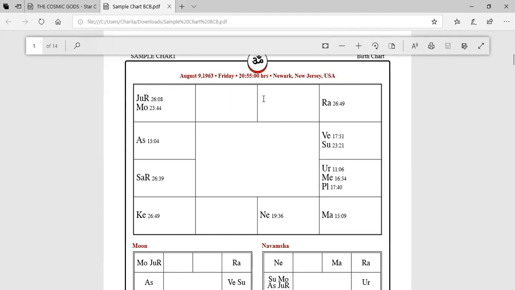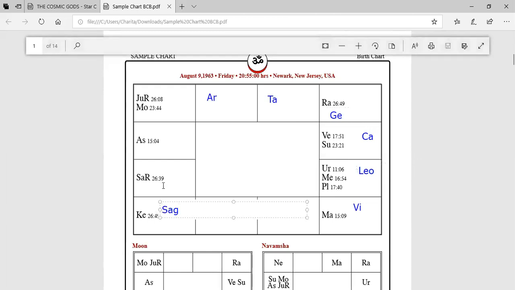This box will always be Taurus. This box will always be Gemini. This box will always be Cancer. This box will always be Leo. This box will always be Virgo. This will always be Libra. This will always be Scorpio. Why was Scorpio on my mind earlier? I don't know. This will always be Sagittarius.